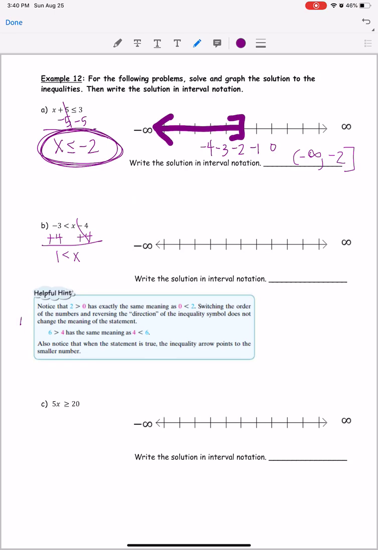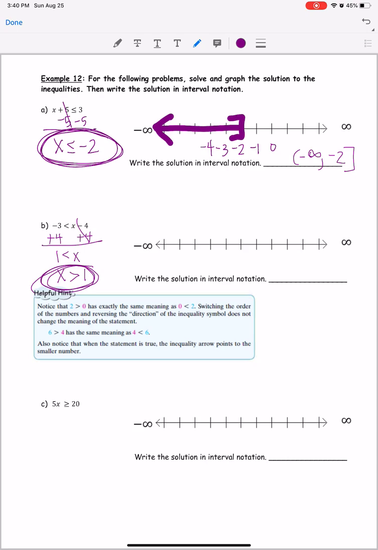And so that's what this little helpful hint down here is telling you. It says, notice that you have 2 is greater than 0. When you switch your 0 and your 2, you've got to switch that symbol. So now 0 is less than 2. Same thing with this one here. If 1 is less than x, when you switch your x and your 1, notice that this symbol here is like pointing to the 1. Now I need my symbol to point to the 1 as well. So x is greater than 1.